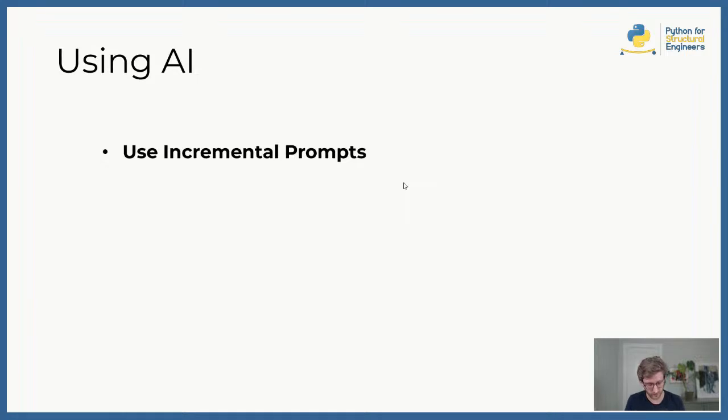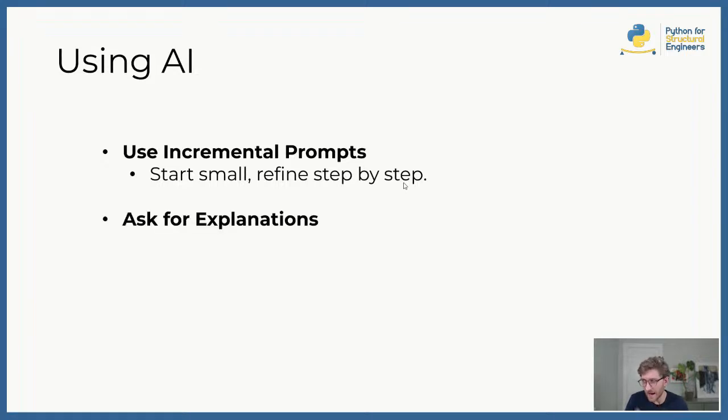But there are some good rules, and that is that you should use incremental prompts. Don't just ask it to write a full program for you. Ask it to write a few lines at a time. So you start small and then you refine it step by step. If you don't really know what you expect from the AI when you ask the prompt, you will most likely get a bad result. So you need to know exactly what you expect, and then it basically just writes the syntax for you.